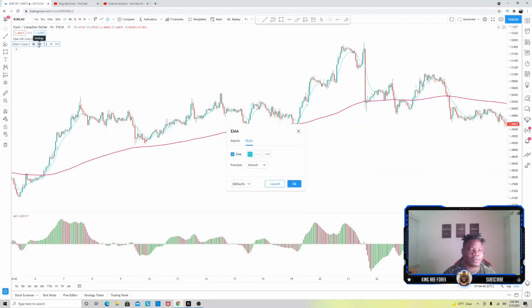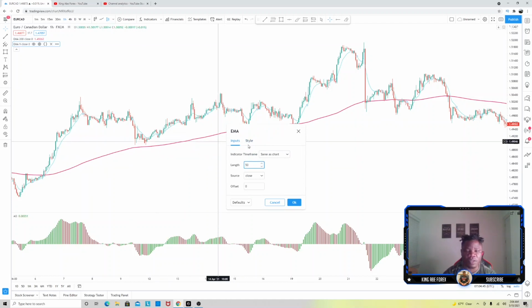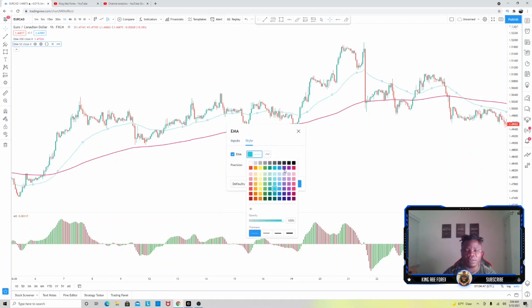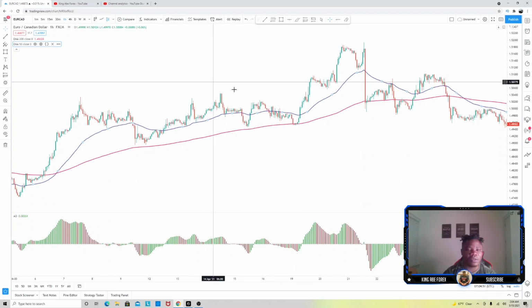Now for the second one, we're going to change this to 50, and for the style, just use whatever color you want. Then I'll change this to the second one.